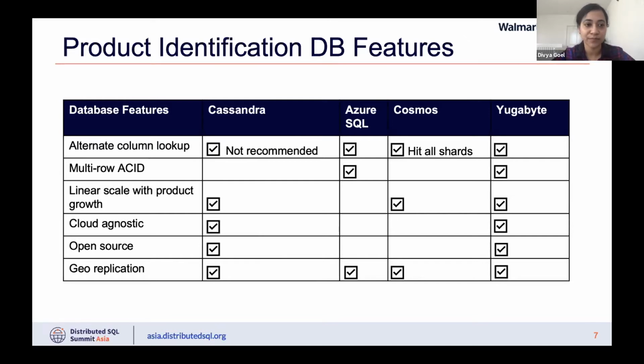And we tried to compare with the key features that we are looking for: geo-replication, cloud agnostic, multi-row ACID, and Yugabyte looked to be a good fit for our use cases. So we moved ahead with Yugabyte. I'm not going to dig further into this comparison, but if you have any questions, we can take them in the Q&A.